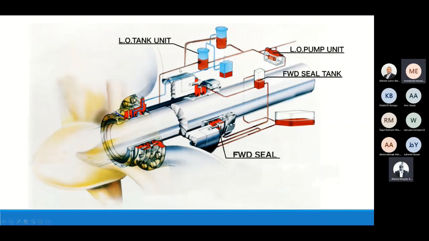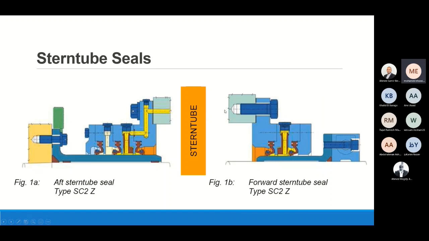Okay, so it will be kept based on the draft where the vessel would normally operate. By gravity, it will be filling the stern tube. And this is how the system looks for the lube oil, for the oil lubricated stern tube. Okay, now we will look at the seals closely.